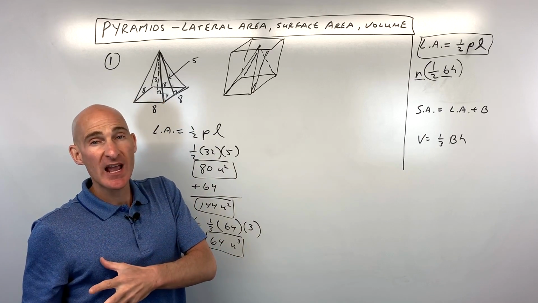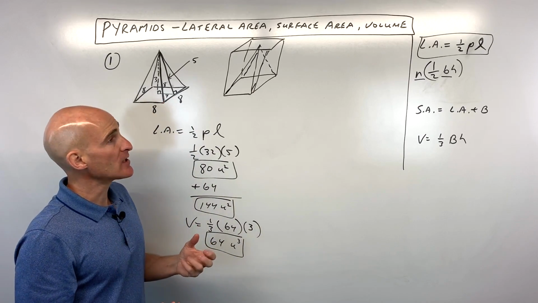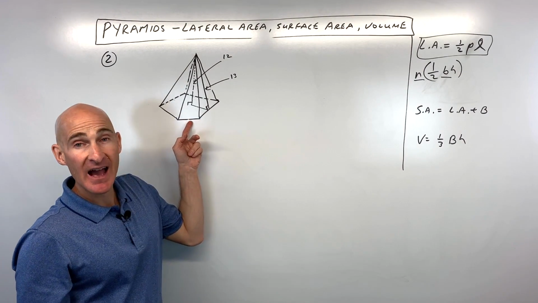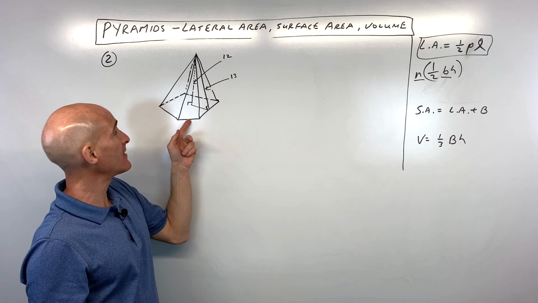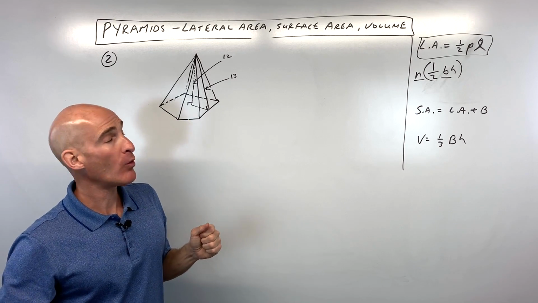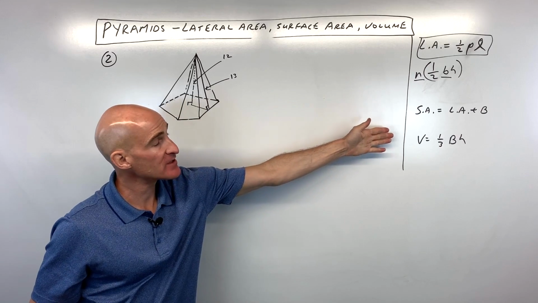Now let's do a more challenging one that involves some trigonometry, and let's do that one next. Okay, number 2, we have a pentagonal pyramid, because the base is a 5-sided regular polygon, and we want to find out what exactly is the lateral area, surface area, and volume.